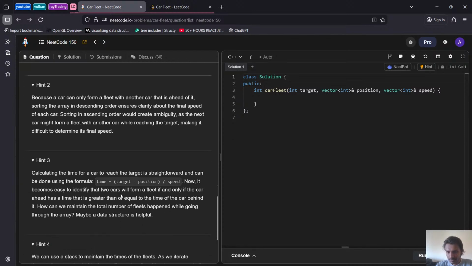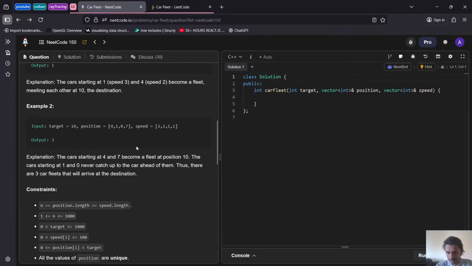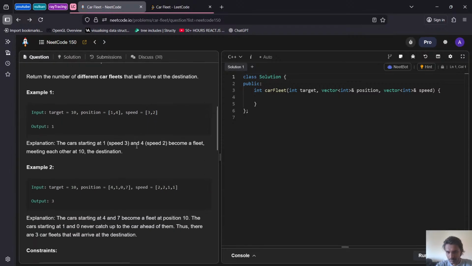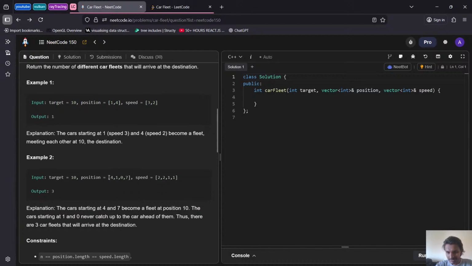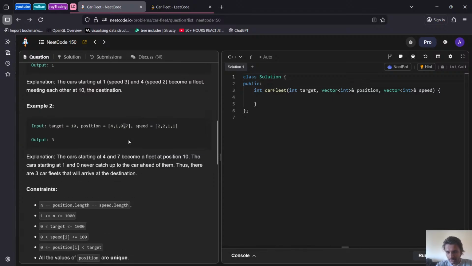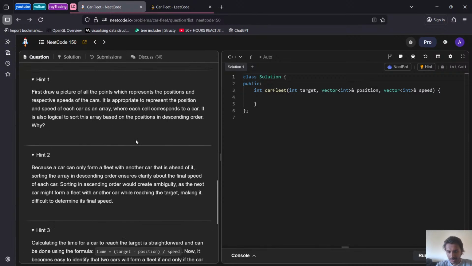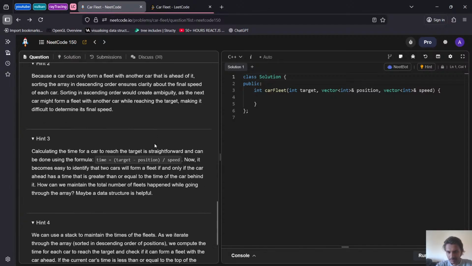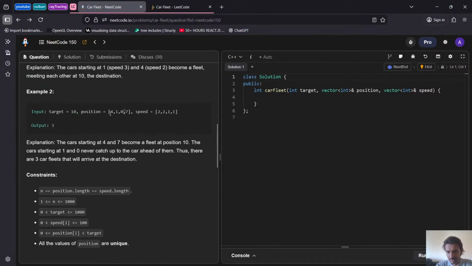So what we do is first sort the positions in ascending order, and sort the speeds also based on the positions. After sorting both of these, we calculate the time. What is the formula? Target, that is 10, minus position: 10 minus 4 is 6, divided by 2. So it will need 3 iterations.